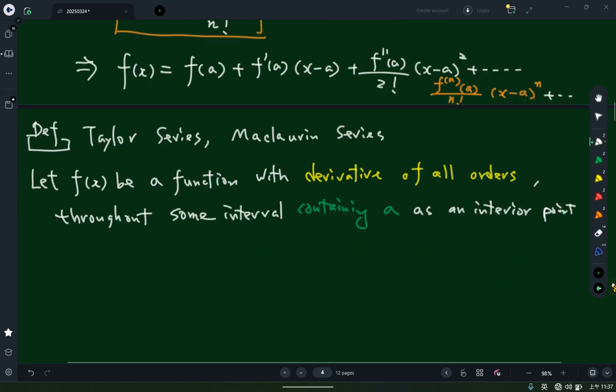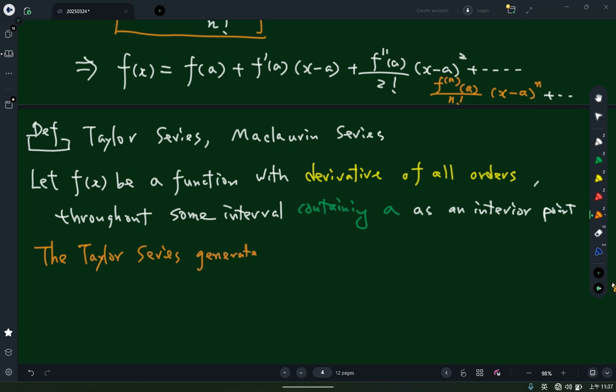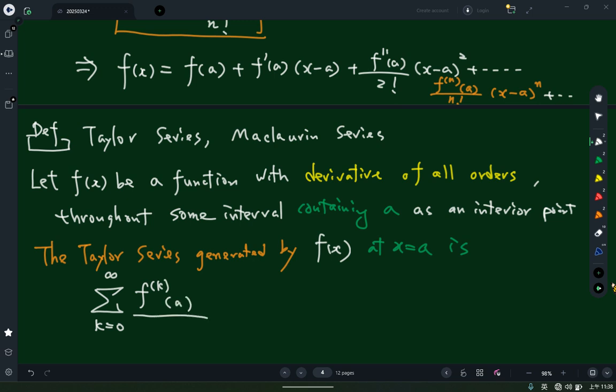So then we will say the Taylor series generated by this f of x at x equal to a is the sigma, k from 0 to infinity, of the order k derivative of f at a over k factorial, times (x minus a) to the power of k.